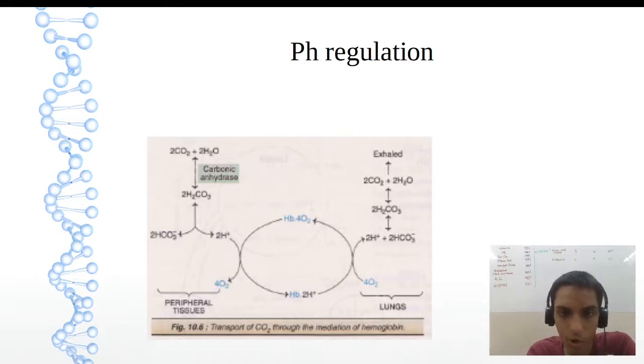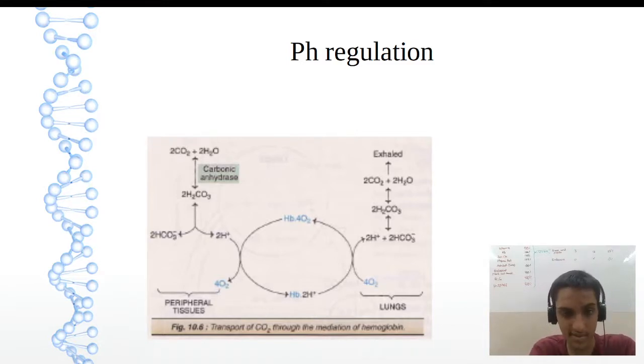So, in the tissues, water combines with carbon dioxide by the enzyme carbonic anhydrase. This is reversible, to form carbonic acid. Ionic dissociation gives bicarbonate and H plus. Now two protons are there that will form 4O2. So in the RBC, hemoglobin will first combine with 4O2 and then two protons. It will be reversible. And in the lungs, it is exactly the reverse of what I said in the tissues. And extra, we have to remember that CO2 is getting exhaled out.